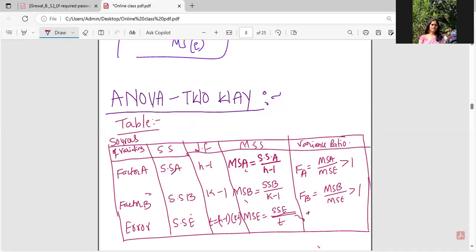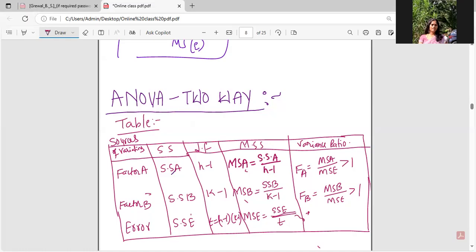So mean square of A is SS A by H minus 1. Mean square of B is SS B by K minus 1. Mean square error would be sum of squares of errors by T, where T is nothing but H minus 1 into K minus 1. Now, the variance ratio I'll be finding for both values, FA and FB.